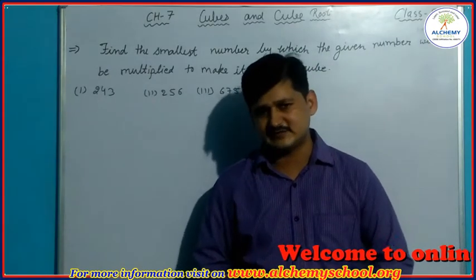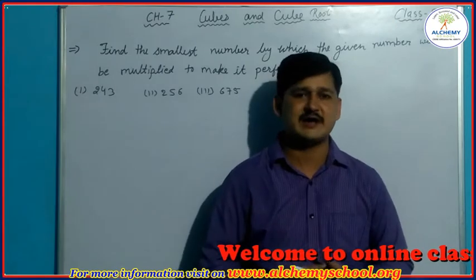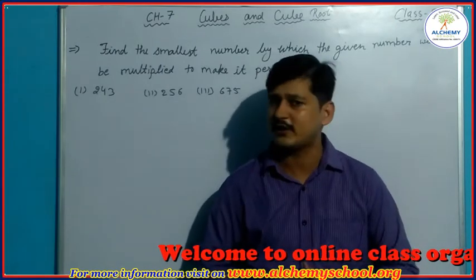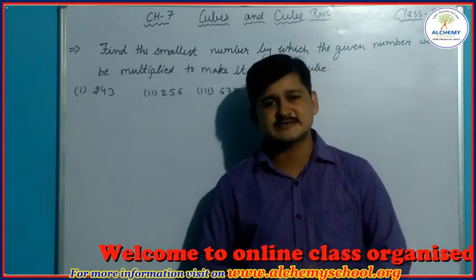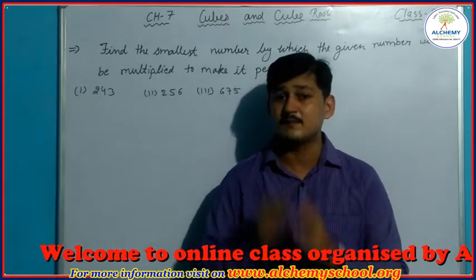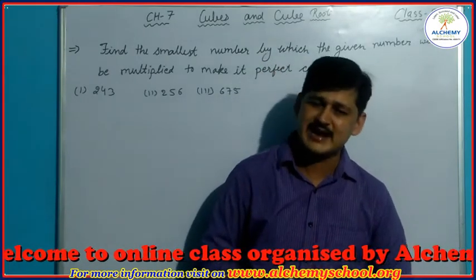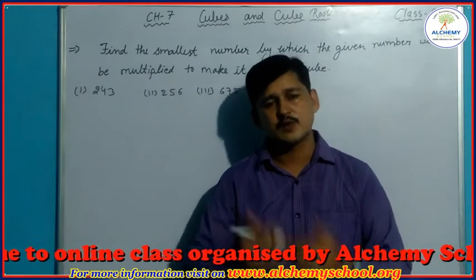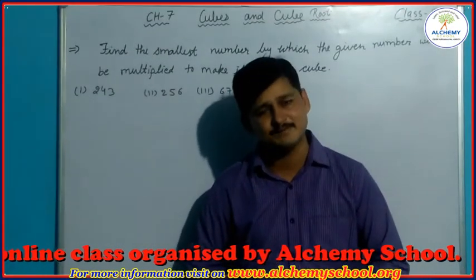In the previous class we all have seen what is cube and how we can find whether the given number is a perfect cube or not. Today we are going to discuss how we can find the smallest number by which the given number is multiplied to make it a perfect cube. We will try to understand it by taking some examples.